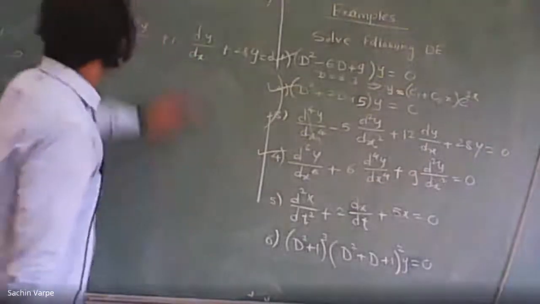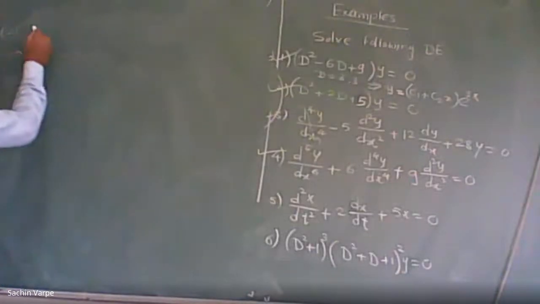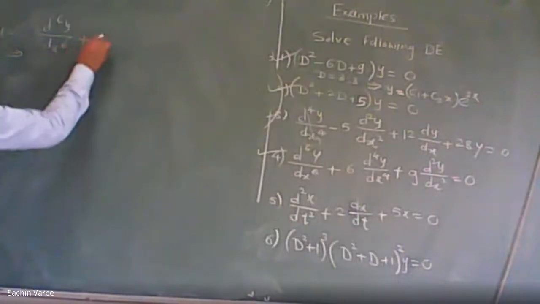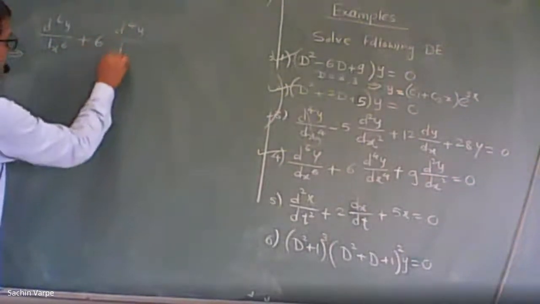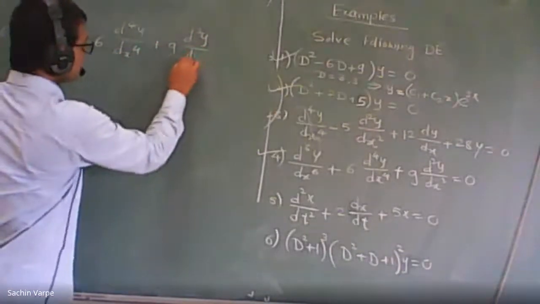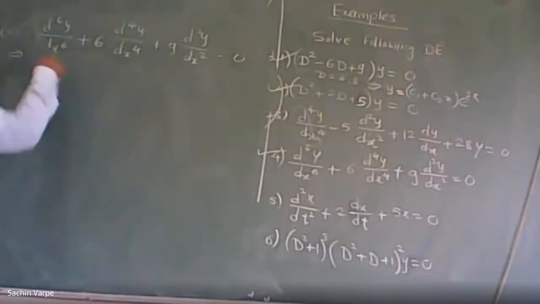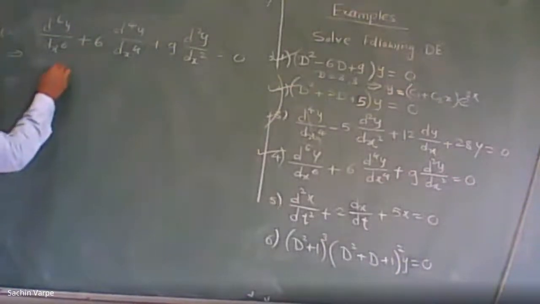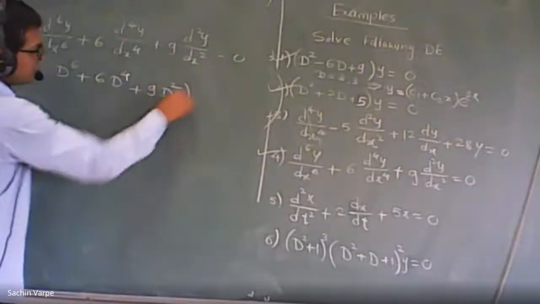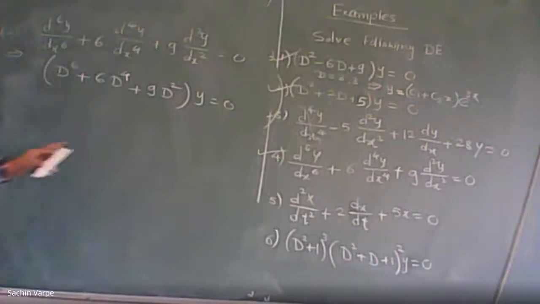The next is of order 6: d raised to 6 y by dx raised to 6 plus 6 d raised to 4 y by dx raised to 4 plus 9 d square y by dx square equal to 0. So such examples are very easy. Just reduce into capital D form. So it will be d raised to 6 plus 6d raised to 4 plus 9d square times y is equal to 0. All right. So consider its auxiliary equation.